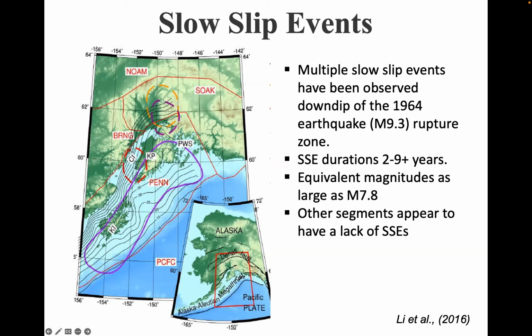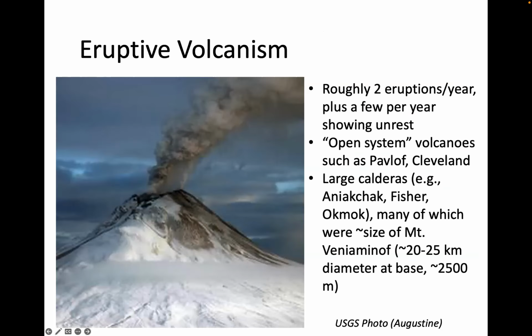We also see some smaller short-lived events that last a few weeks. But there are some segments in Alaska where we have data but appear to not have slow slip events, or have only had maybe 1 or 2 in a 20-year time period. So not everywhere has the same events. There are some variations in behavior.